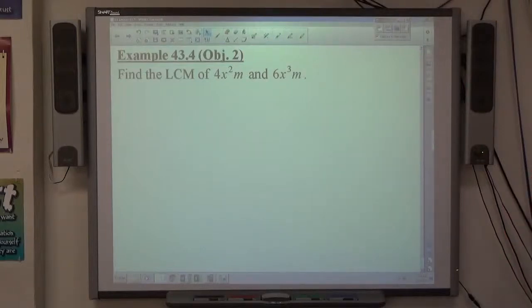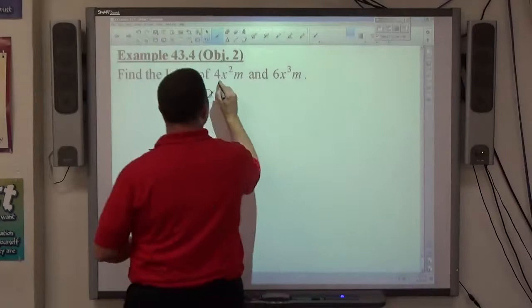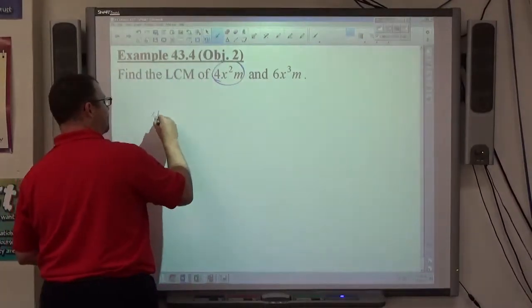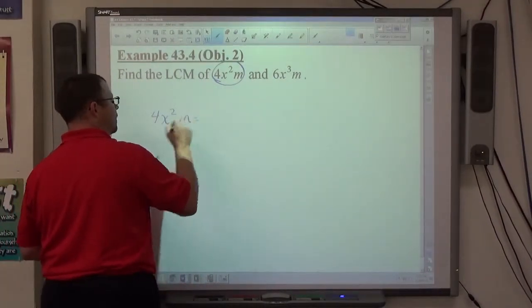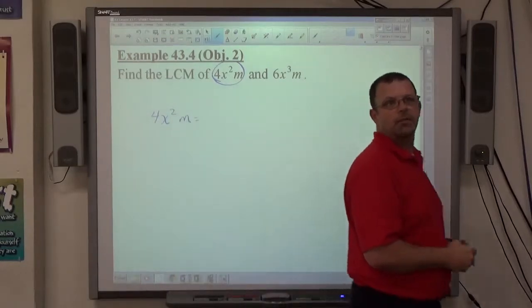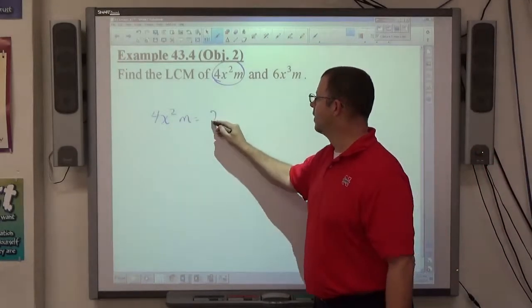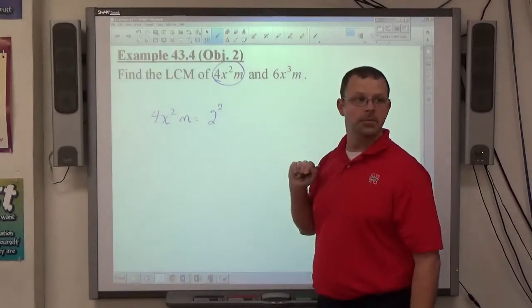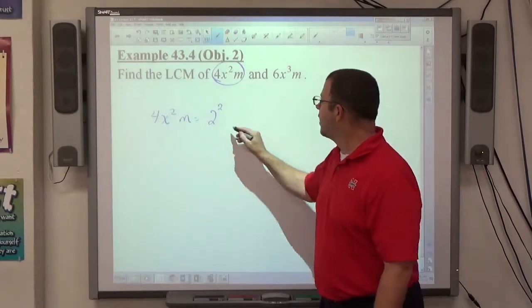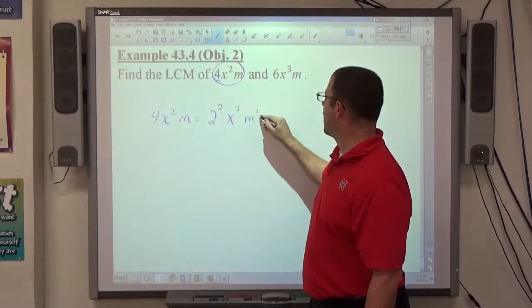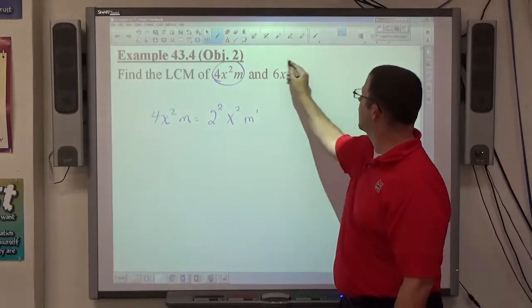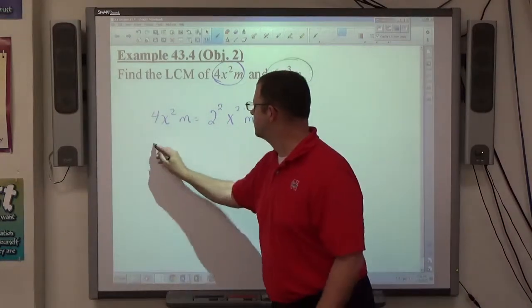Okay, final example today, least common multiple of 4x squared m and 6x cubed m. So, starting off with 4x squared m, what would 4 be in prime power form, Parker? 2 and 2. So 2 to the second power, right? Yeah. Okay, and then x to the second power, m to the first power. Righty, what would 6x cubed m be in prime power form?